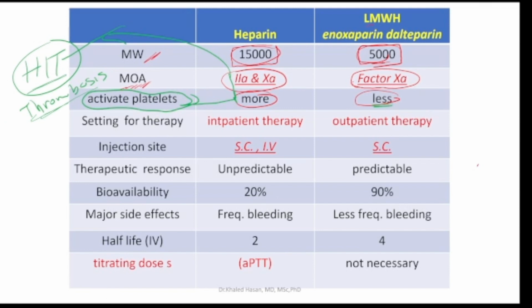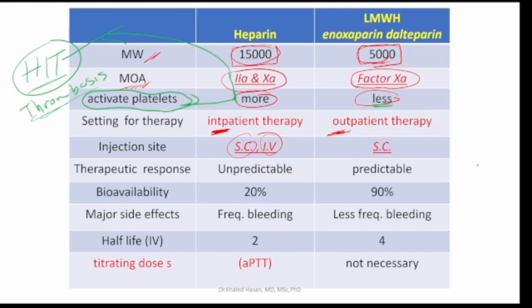Okay, the heparin could be prescribed to the inpatient, the patient staying in the hospital, while enoxaparin and dalteparin are for outpatients. This is subcutaneous. The patient could take the medication by himself or herself, or it could be delivered by a nurse or pharmacist. So the patient could inject themselves with the enoxaparin. But for the heparin, this one should be IV, as we discussed, or subcutaneous.